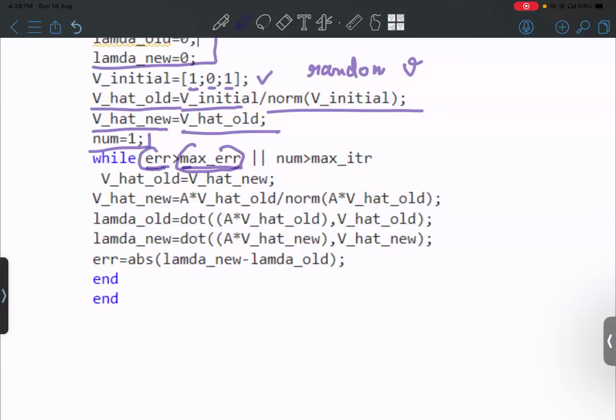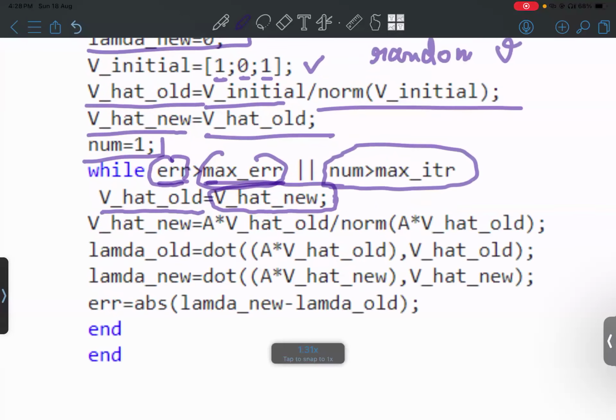Once my error is either equal to or less than this maximum allowed error, my program will stop, or my number of iterations will be greater than the maximum iteration. So my while loop will start like that. First I will assign the last iteration value, v hat new, as v hat old.